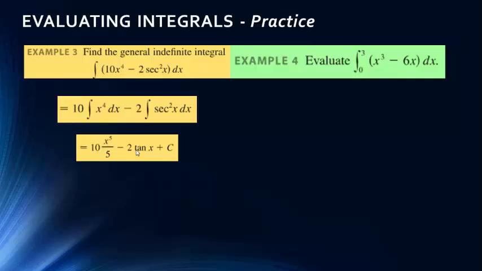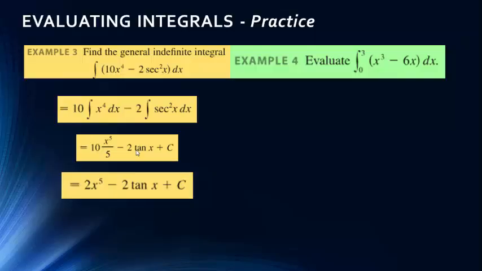So here's our, well, let's clean it up a little bit more. We need to simplify that 10 and 5. And so our answer here is 2x to the fifth minus 2 tangent x plus c. Okay? I think we've already covered this, but I don't add a c here and then add a c here and then have two c's, etc.